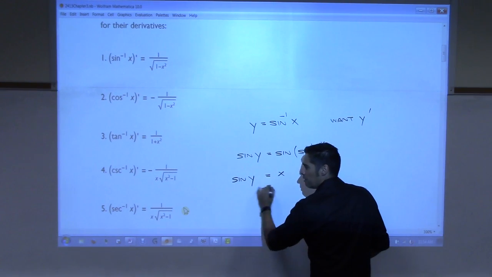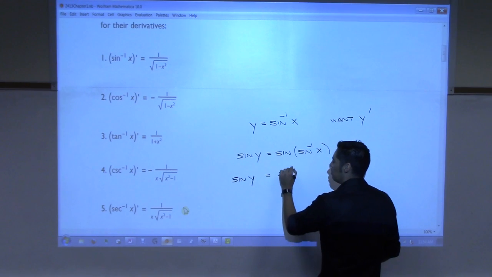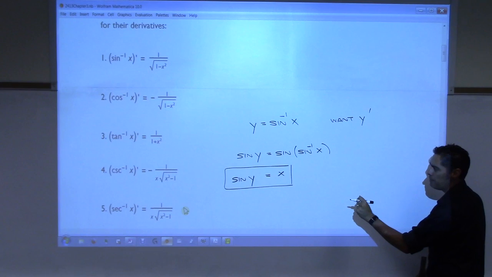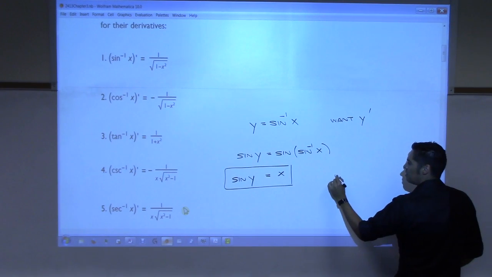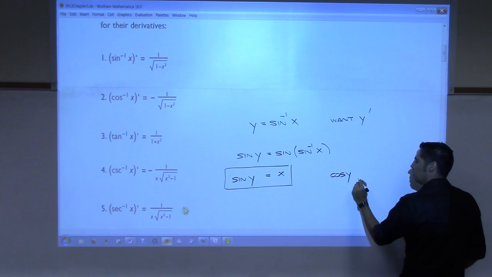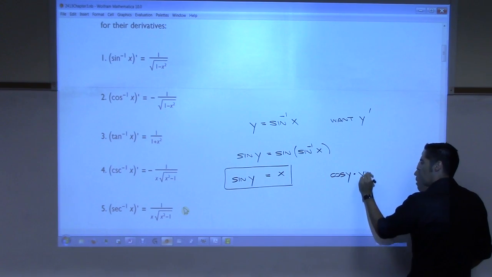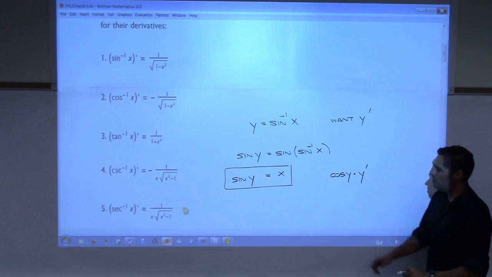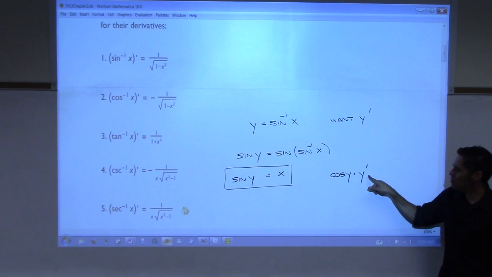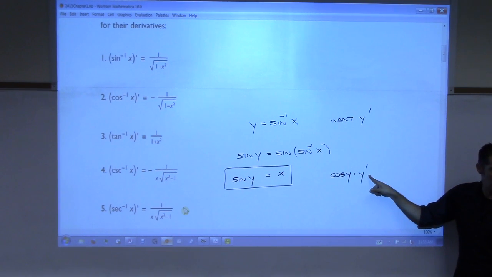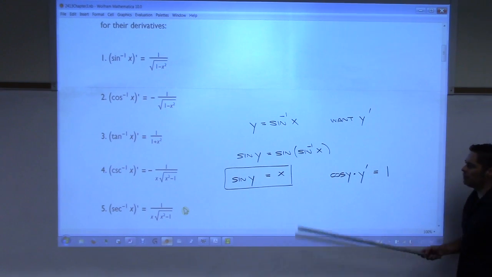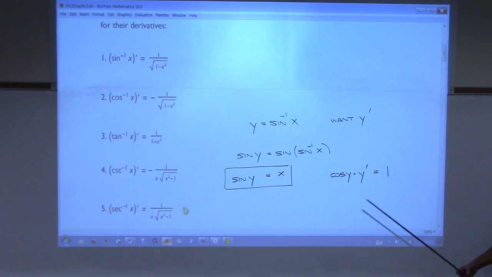So let's now take the derivative on both sides implicitly with respect to x. I'm going to box this. That was the equation that I'm going to take the derivative of. So the derivative of the left side is cosine y times dy dx, which I'm going to write as y prime. I took the derivative of sine of something, which is cosine of that something. The derivative of what's inside is right there. Done on the left side. Equals 1, because the derivative of x with respect to x is 1.